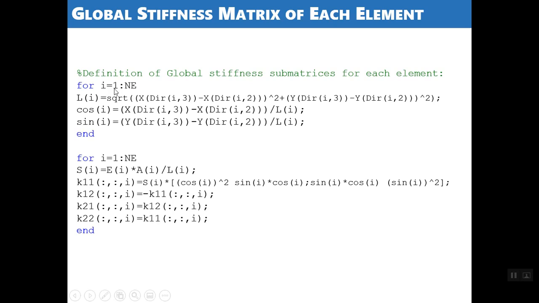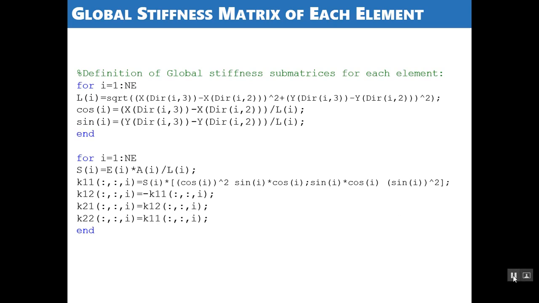So for each of the elements, for example, we are using a for loop: for i is equal to 1 to number of elements. The first line is L(i). This array named L will contain the length of each element, the square root of x2... dir(i,3), the third column, and the second column contain the ending node and starting node of each element, while the x and y arrays contain the coordinates of each of the nodes.